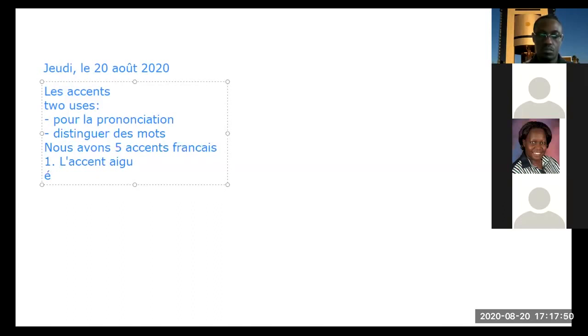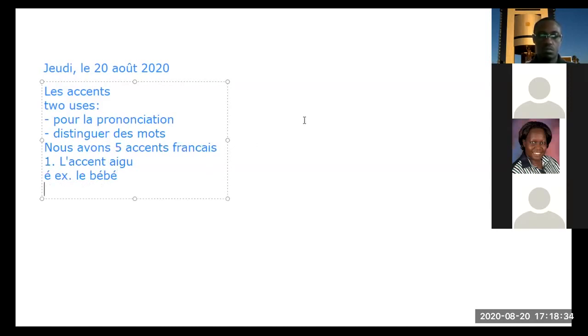Because when E has no accent, we say it is mute. It's not pronounced. But once sharpened, it becomes an A sound. We can have an example of the word bébé, le bébé. So you can see how those accents are changing the pronunciation of the word bébé.